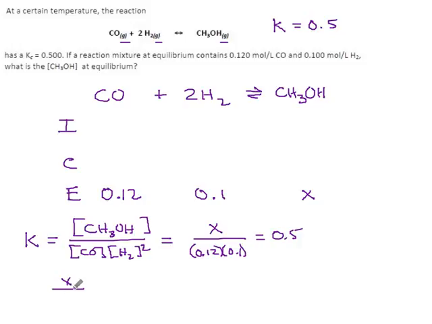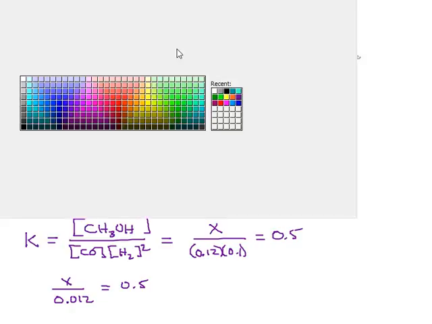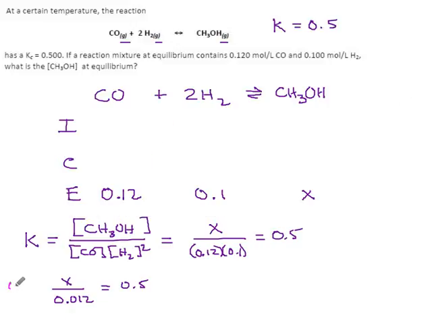So X over 0.012 equals 0.5. What we have here is X divided by 0.012. If you want to clear that out, it's easy to do. You multiply both sides by 0.012. These cancel out, leaving us with just X, which is nice. And on the other side, we get 0.5 times 0.012, which is 0.006. 0.006 moles per liter should be our equilibrium concentration for methanol.